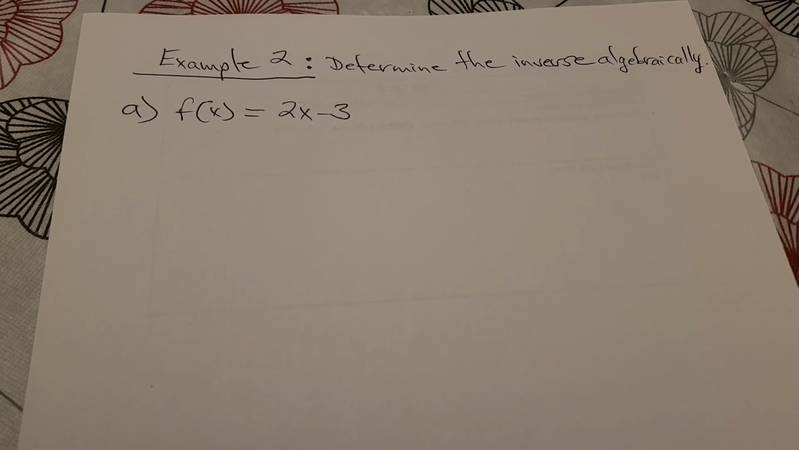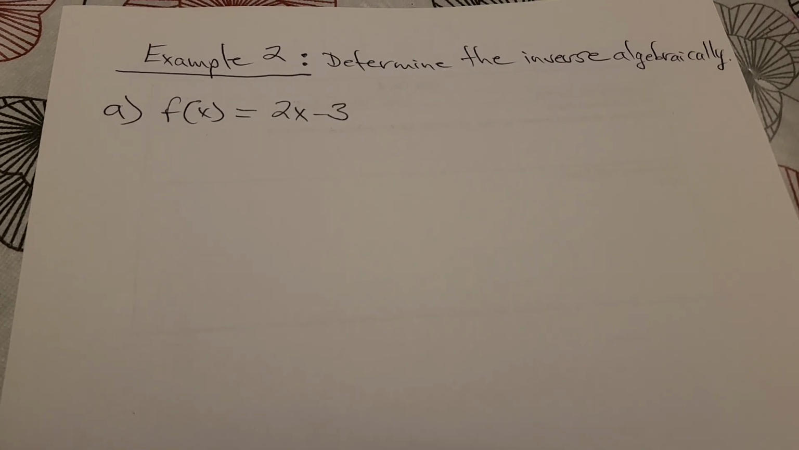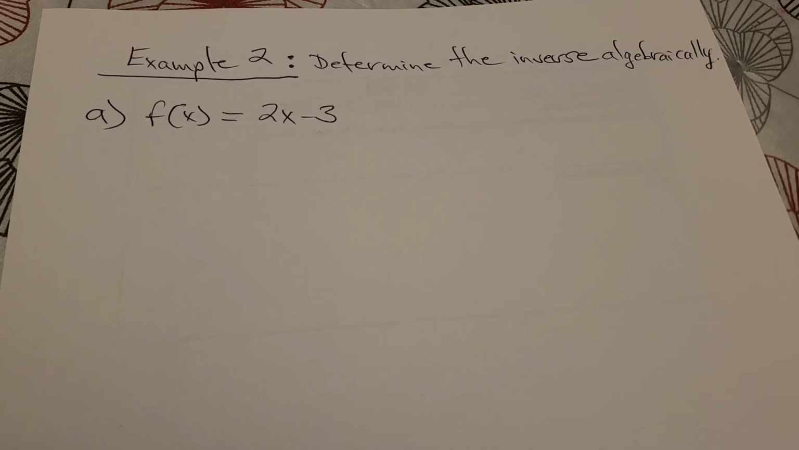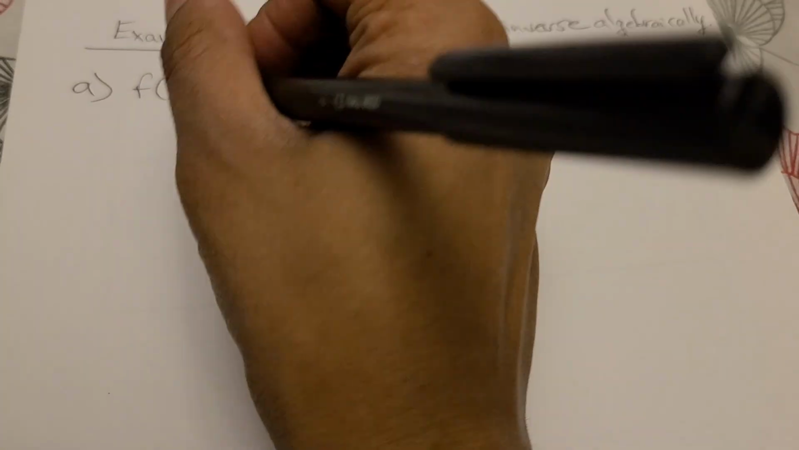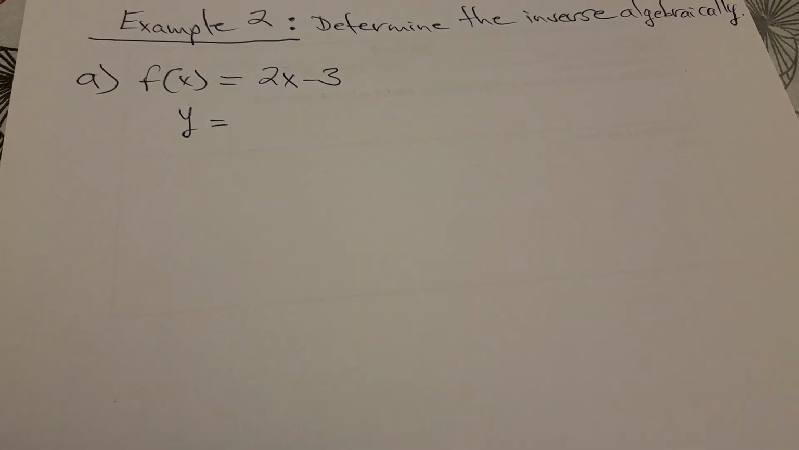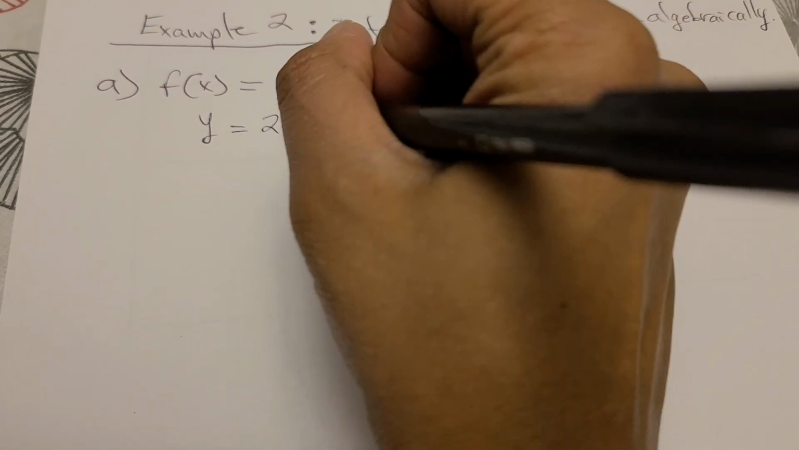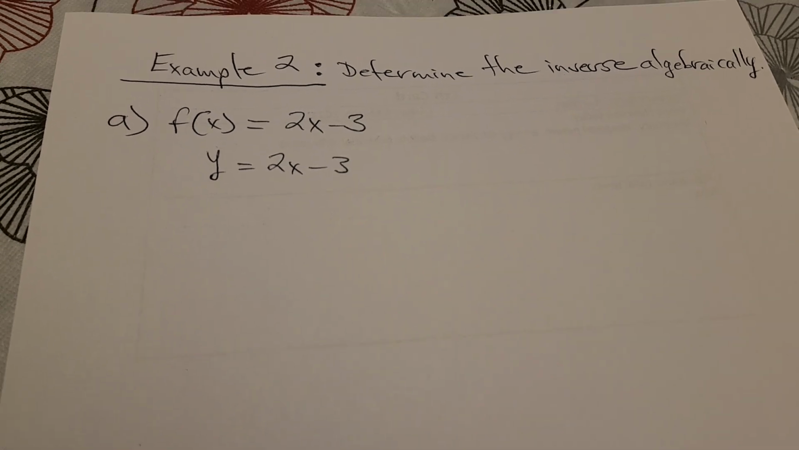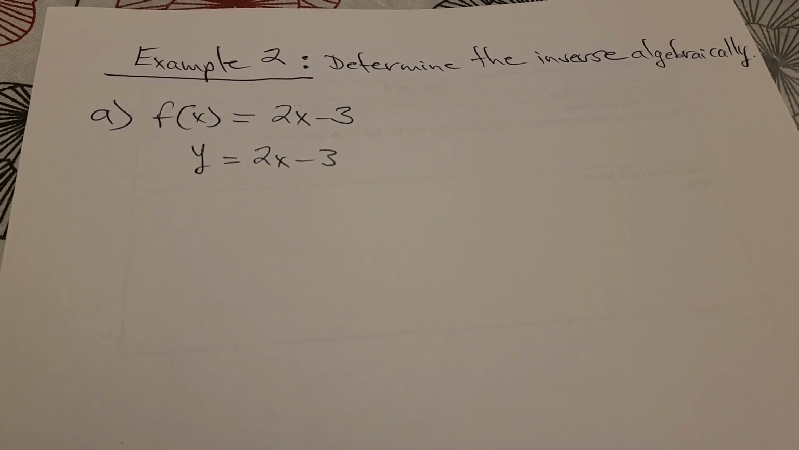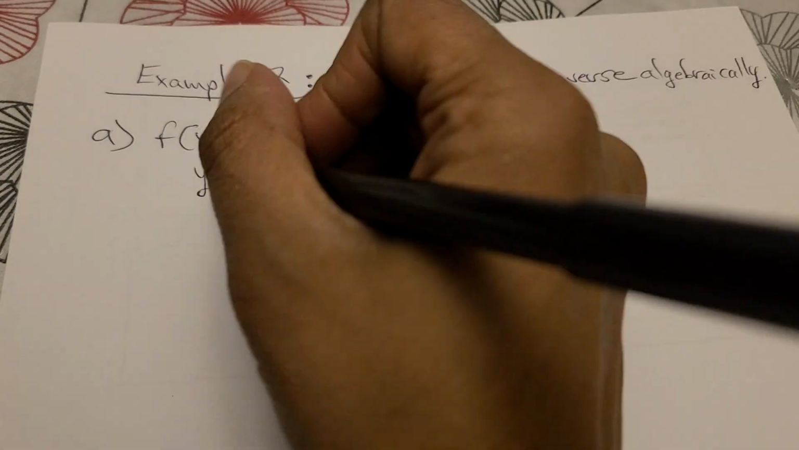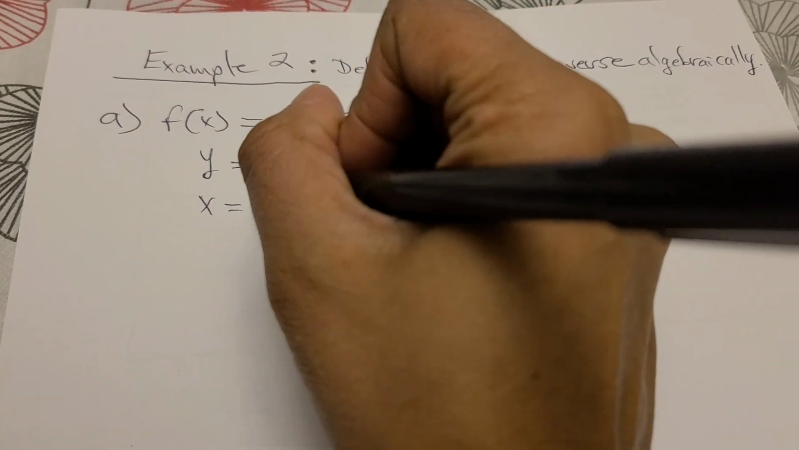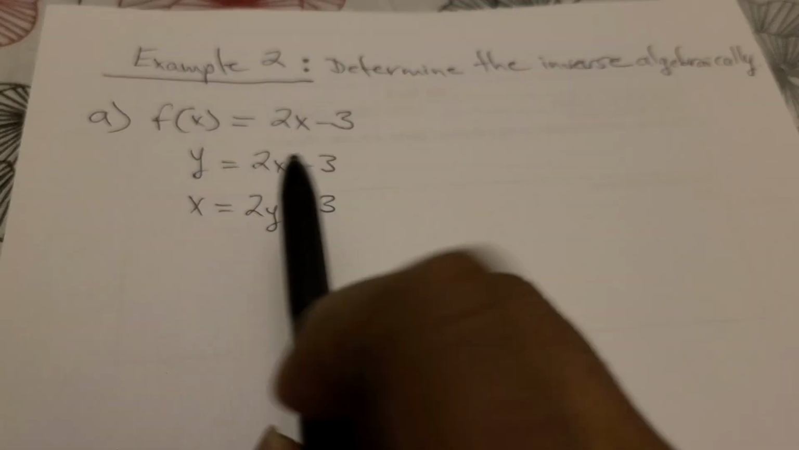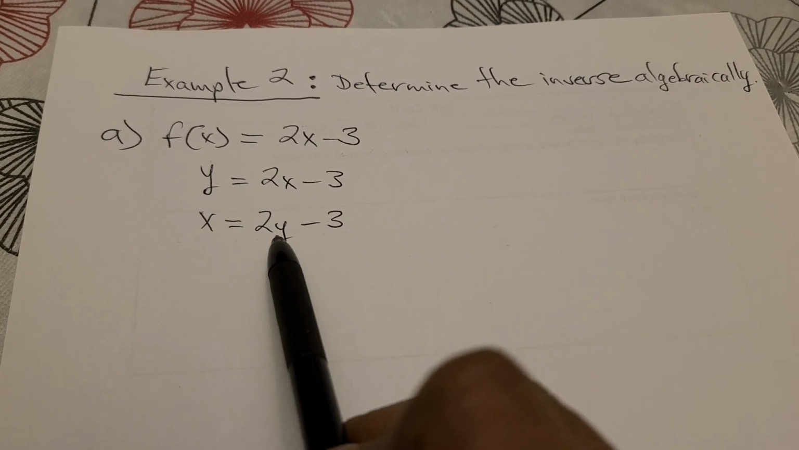All right, so let's go to example 2 here. It says determine the inverse algebraically. So first we're going to try a really simple question. It says f of x equals 2x minus 3. So instead of f of x, I'm going to write y equals 2x minus 3. And we just went through the steps already, so step 2 is to interchange x and y in the equation. So now we're going to write x equals 2y minus 3. Does everyone see that? We're just switching x and y here.